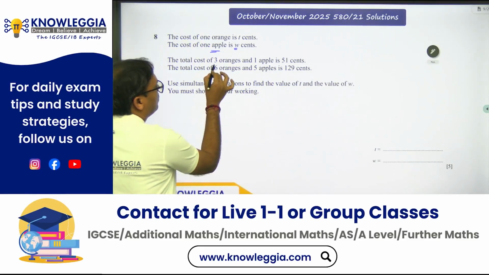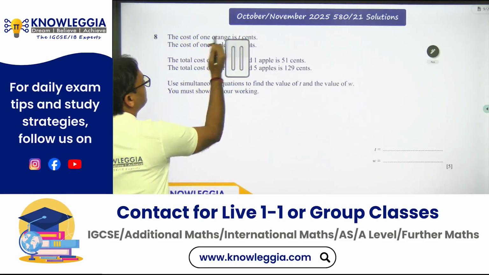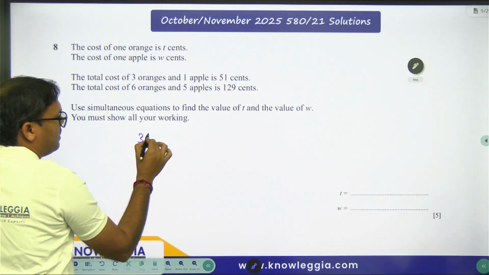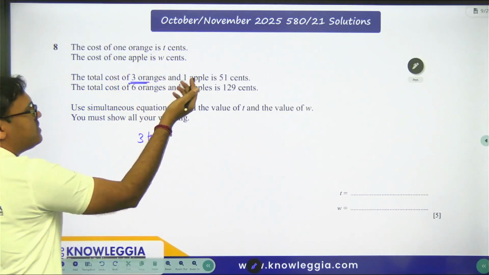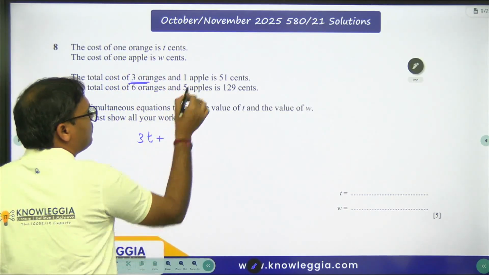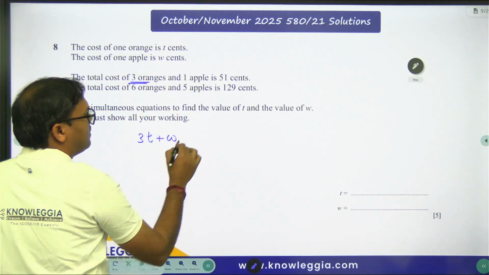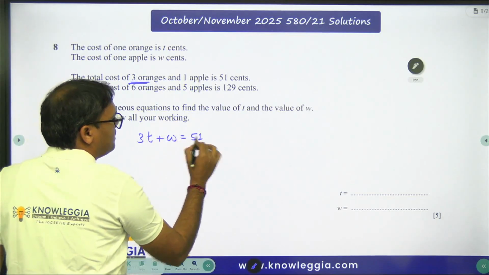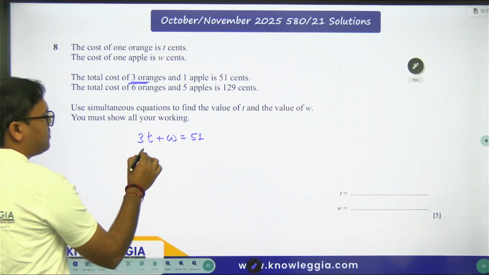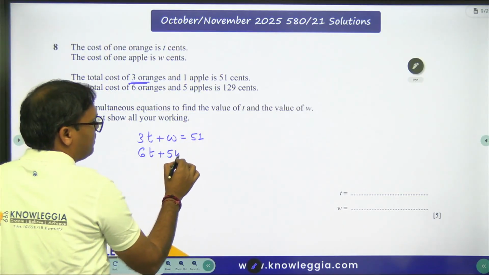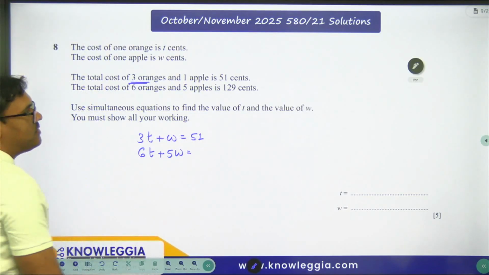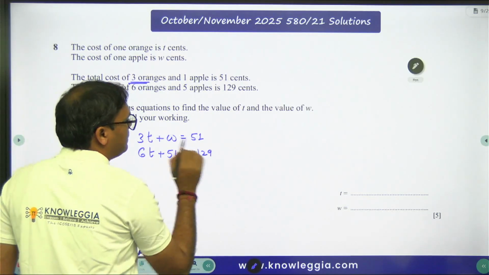You see the cost of 3 oranges. 1 orange is t cents, so 3t is the cost of 3 oranges. And the cost of the apple is w cents. This should be equal to 51 cents. And the second is 6 oranges plus 5 apples. This is 6t plus 5w, equal to 129 cents.